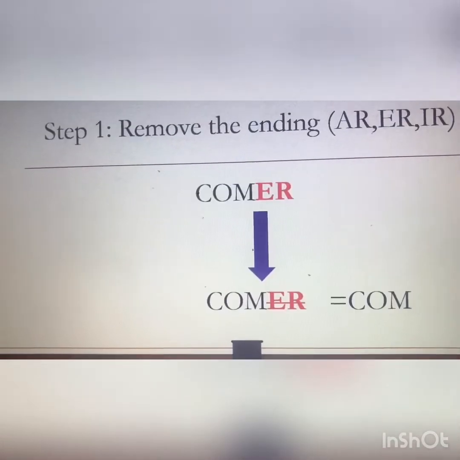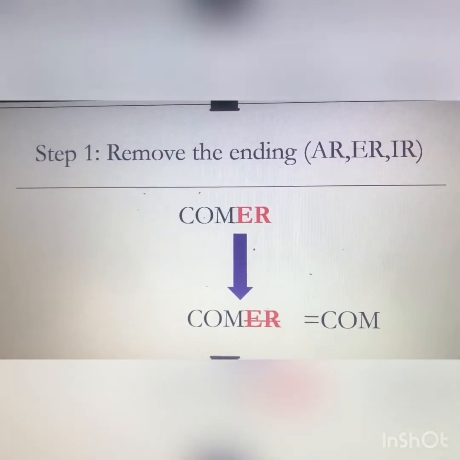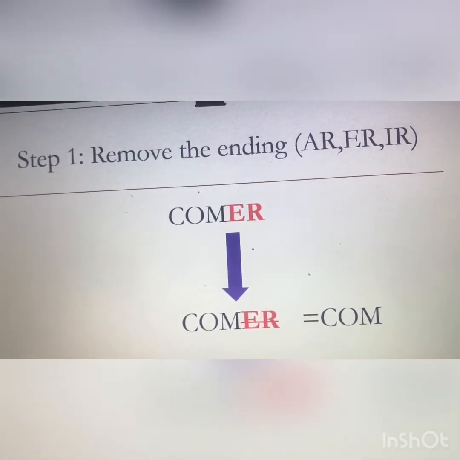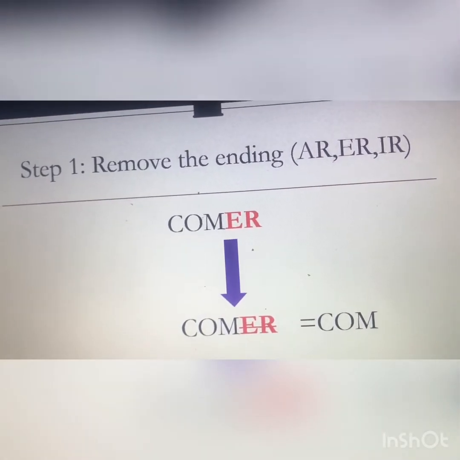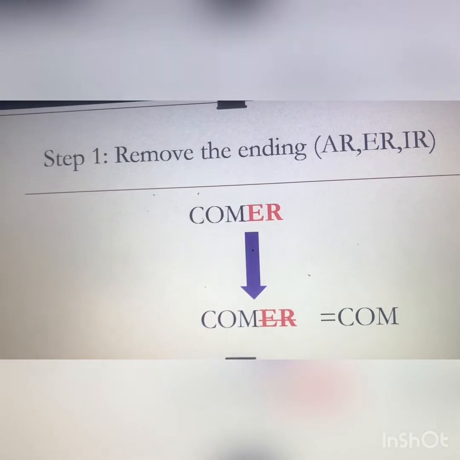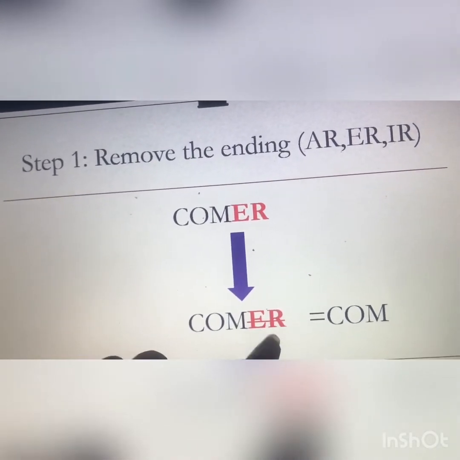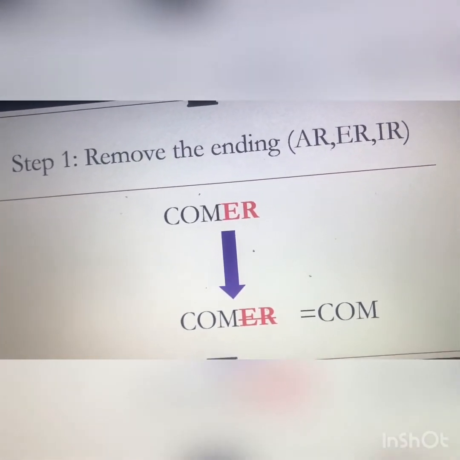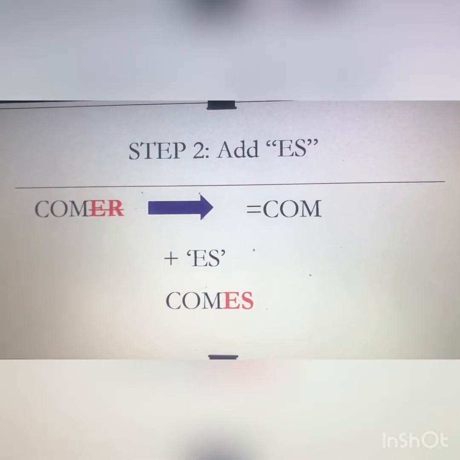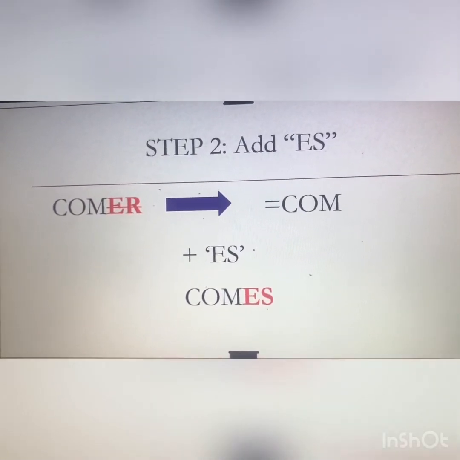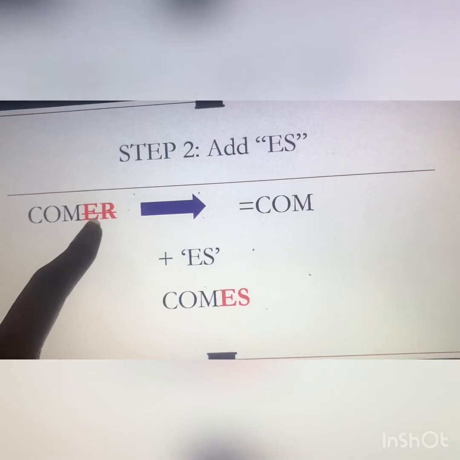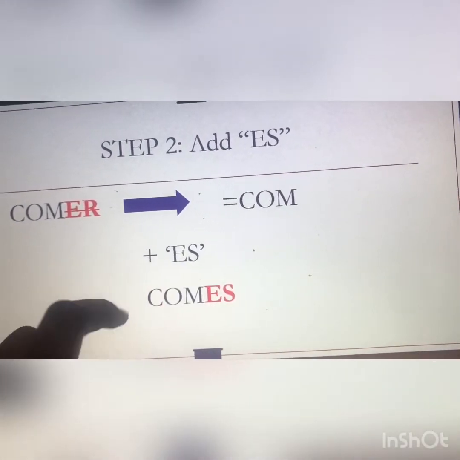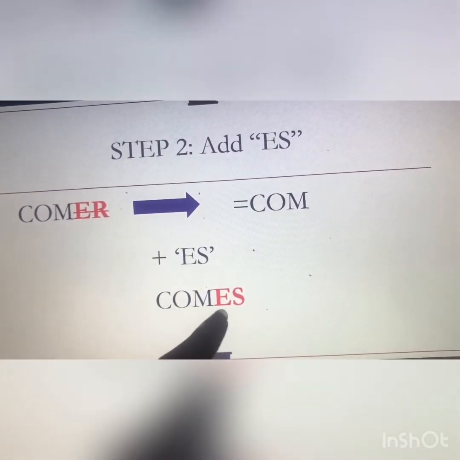Alright? So step 1 says we're to remove the ending. In this case, we're removing the ER because comer is an ER verb. So after we remove the ER, we are left with COM. Step 2 says we should add an ES. So we take off the ER, we're left with COM. When we add an ES, we get comes.